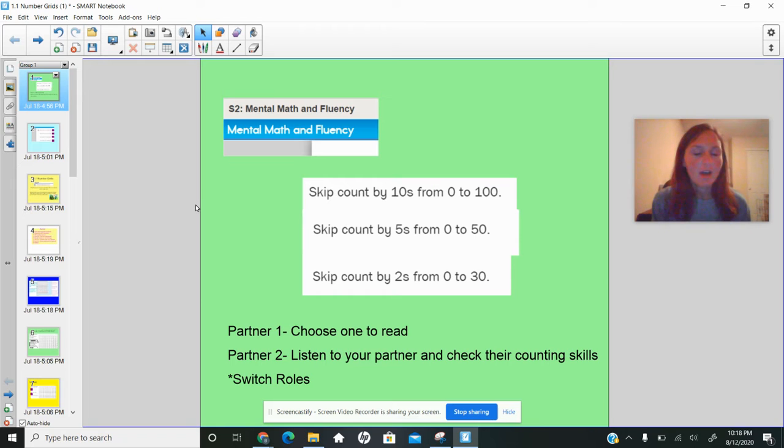All right, so today we are going to be looking at our first lesson in our math book. To start off, we talked about how we always have a mental math. So today we're skip counting again. Today we're practicing skip counting by tens from 0 to 100, counting by fives from 0 to 50, or skip counting by twos from 0 to 30. Right now would be a good time for you to pause and practice skip counting. And again, it'd be really great if you had someone there to listen and make sure that you are skip counting correctly.